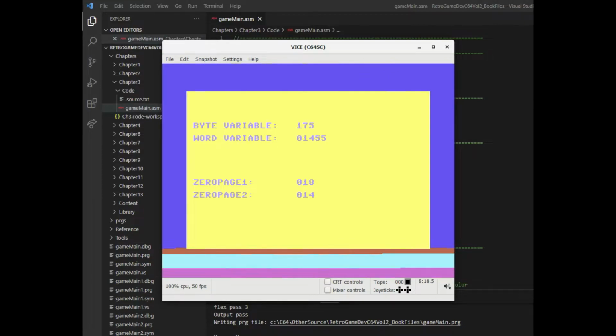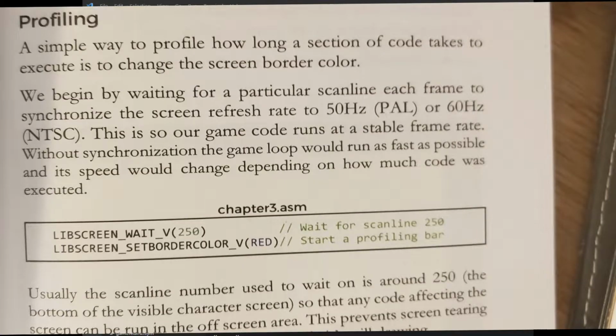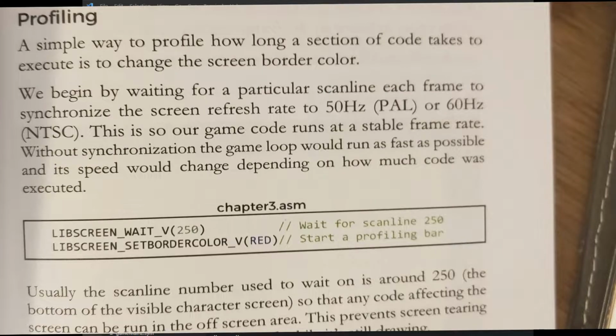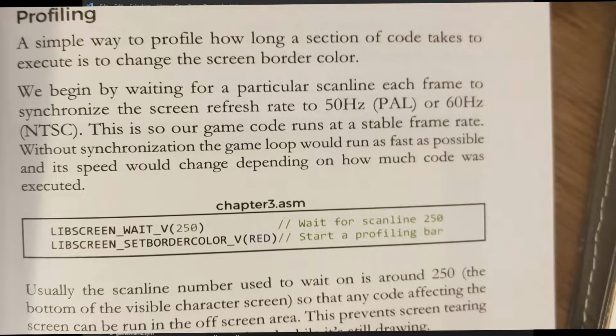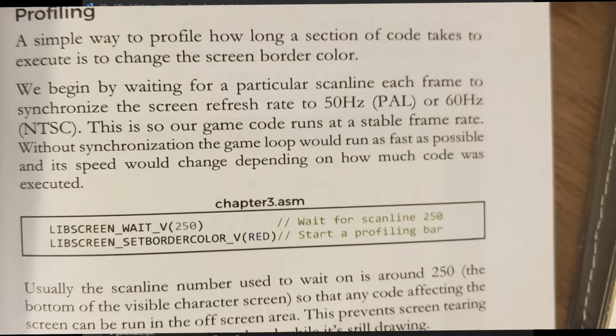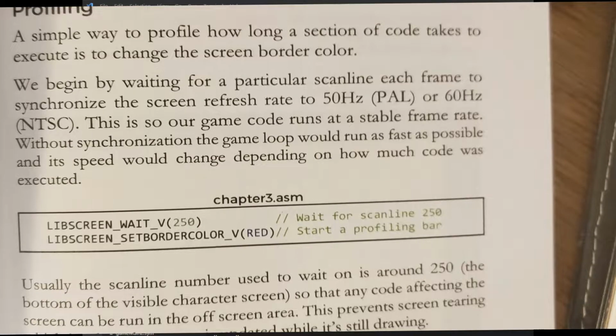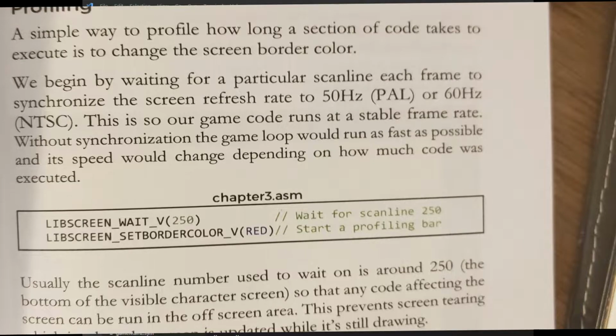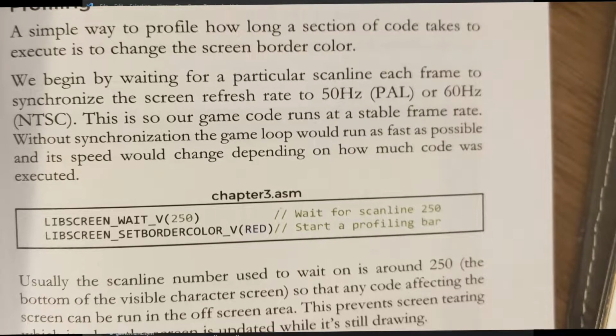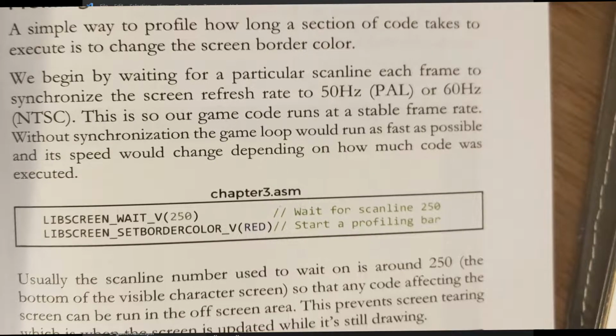On page 21, he says, a simple way to profile how long a section of code takes to execute is to change the screen border color. We begin by waiting for a particular scan line each frame to synchronize the screen refresh rate to 50 Hz PAL or 60 Hz NTSC. This is so our game code runs at a stable frame rate.